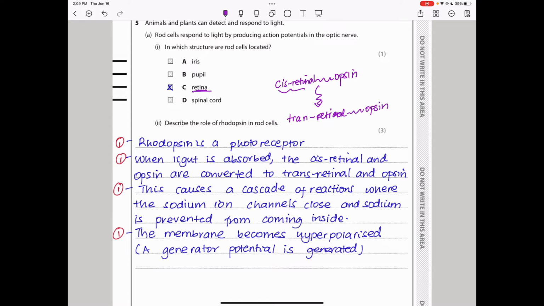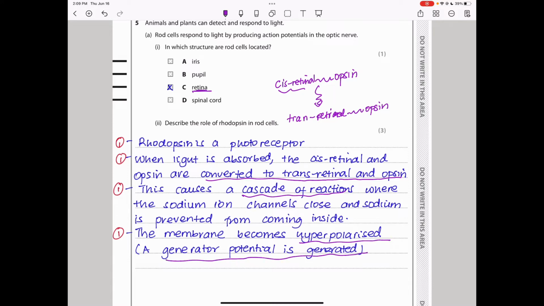And then, when this conversion occurs, it leads to a cascade of reactions. A cascade of reactions is when one reaction leads into the other. So here the rhodopsin is converted into trans-retinal and opsin, and this causes a cascade of reactions where the sodium ion channels close. And when they do close, the sodium is prevented from coming inside, and the membrane now becomes hyperpolarized because, of course, the inside is going to be negatively charged in comparison to the outside. We call that hyperpolarization, and then this leads to formation of the generator potential.